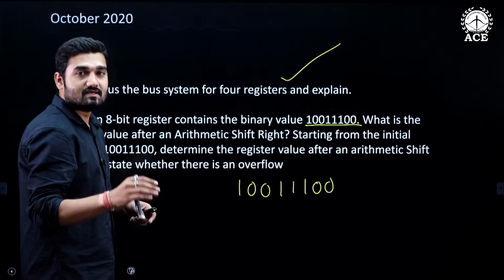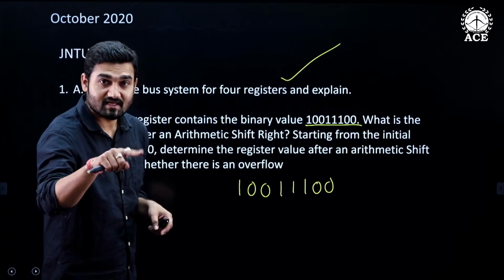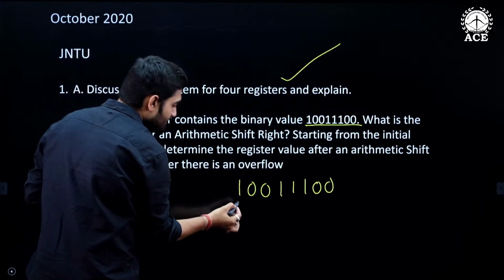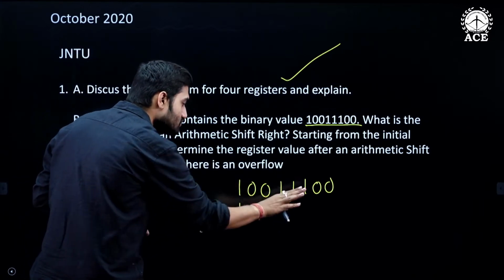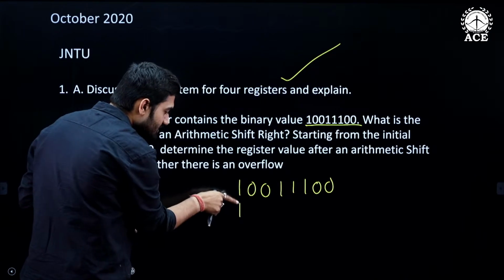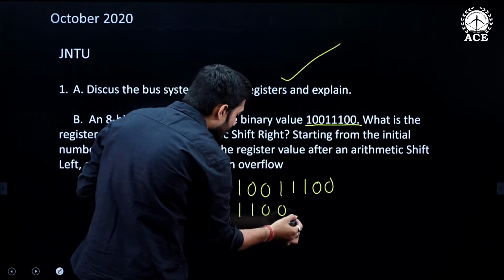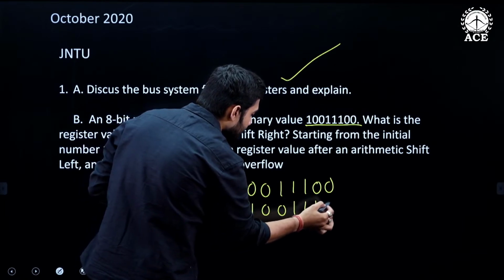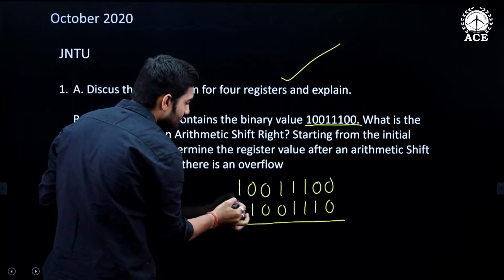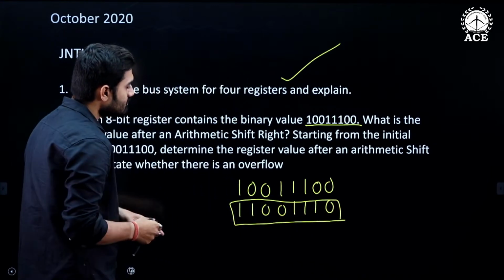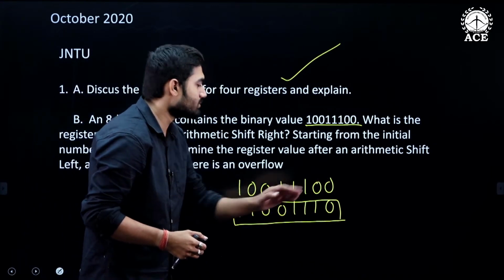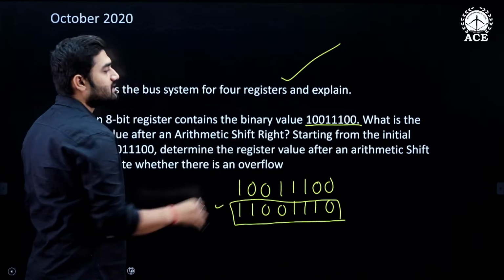Arithmetic shift right they are asking. That means sign must be maintained. Okay, fine. That means if 1 is here, 1 should be there. Because 1 is in the MSB, put it here, and rest all the things you propagate, like this. So this is the output for the first part.